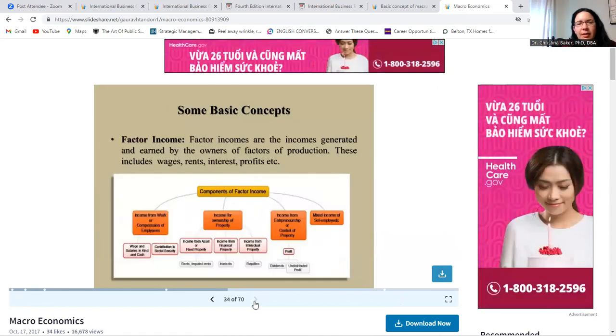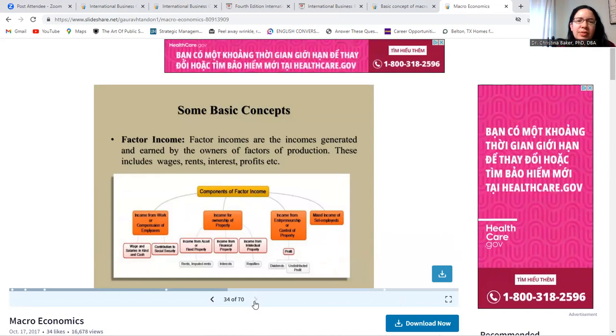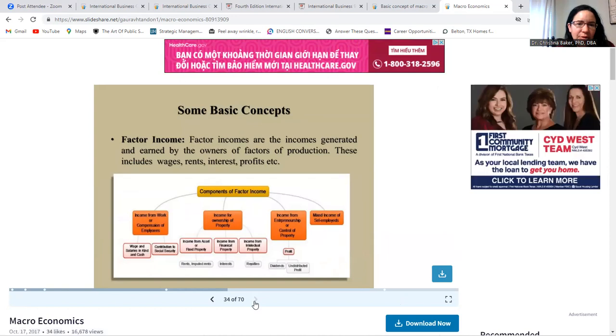Some basic concepts: factor income. Factor incomes are the incomes generated by the owners of factors of production. These include wages, rents, interest, profits, etc. Components of factor income: income from work or compensation of employees, wages and salaries, the kind of cash, contribution to Social Security, income from asset or fixed property, income from financial property, income from intellectual property, income from entrepreneurship or control property, profit, mixed income, self-employed.